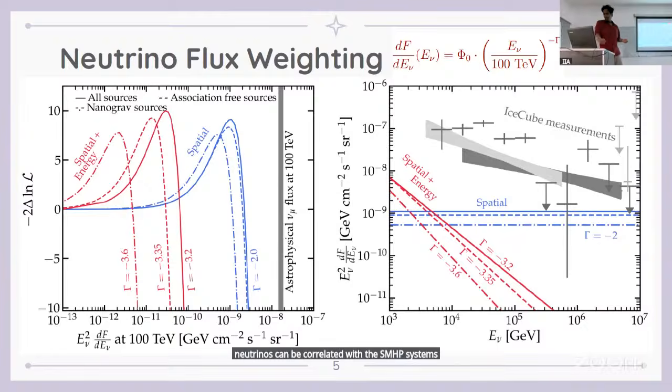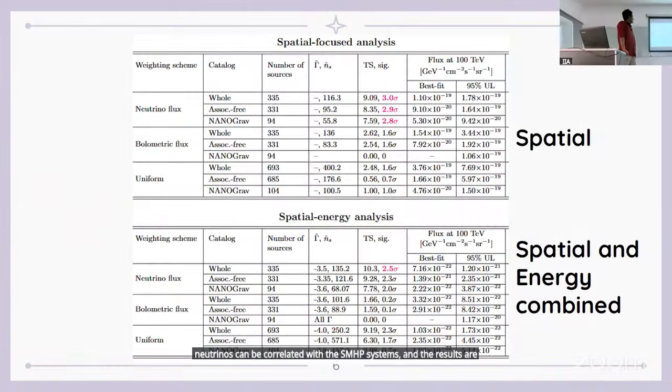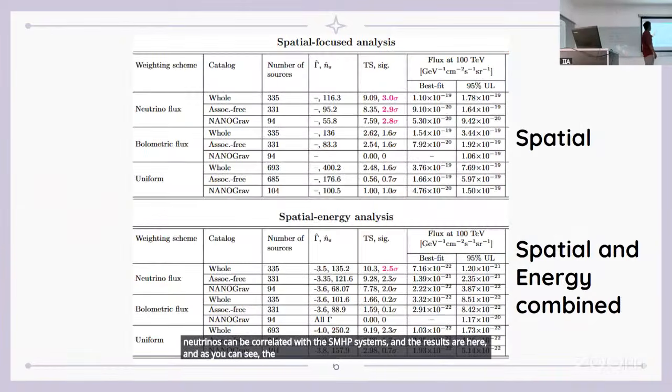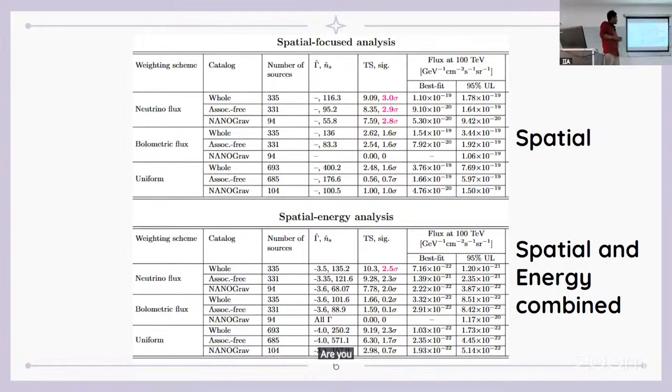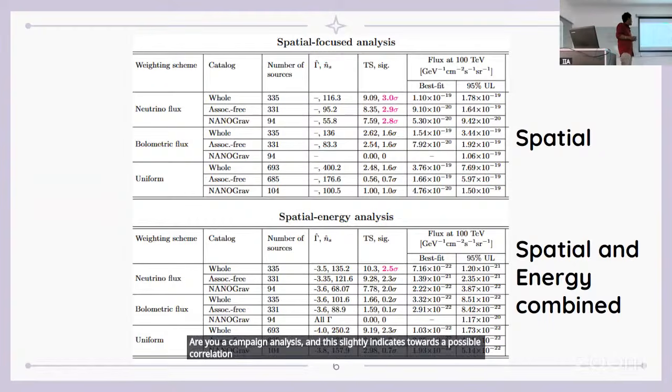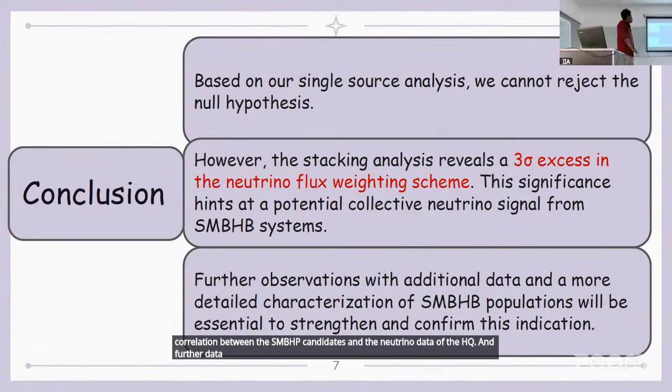And the results of our paper are here. As you can see, the neutrino flux shows a higher significance of around 3 sigma in the spatial only analysis and around 2.5 sigma in the spatial and energy combined analysis. And this slightly indicates a possible correlation between the SMBHB candidates and the neutrino data of IceCube. And further data are needed to confirm this indication and strengthen this result.